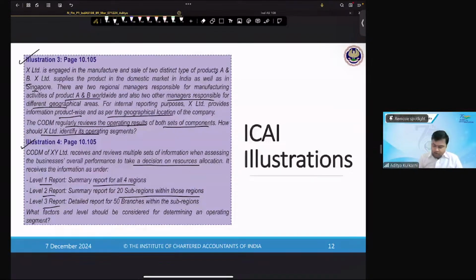That's right. So what factors and level should be considered? That is all they have asked. They have not asked which are the operating segments. So we will look at allocation, budget decisions. Then we will look. See, many times what happens is, this is, I won't say limitation, but this is where things become a little murky. Murky means haze, it is not clear.